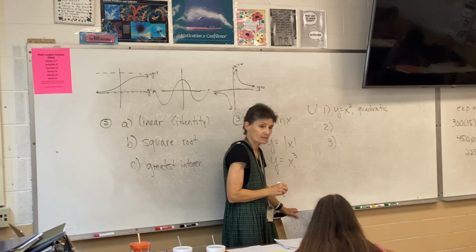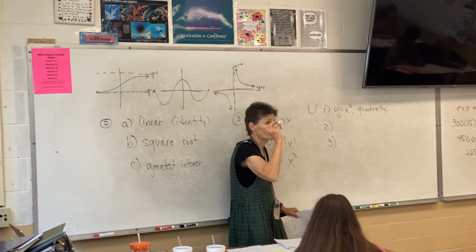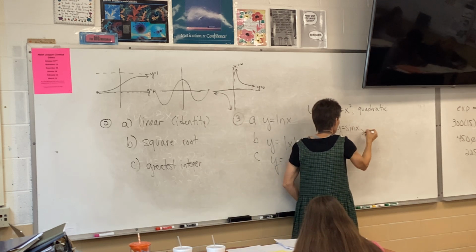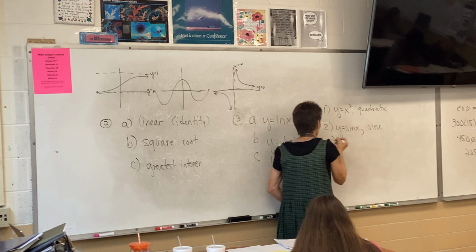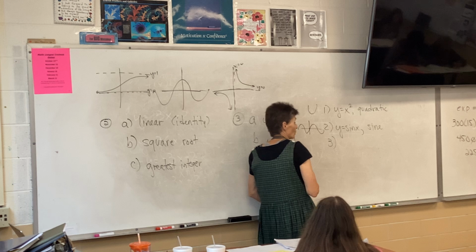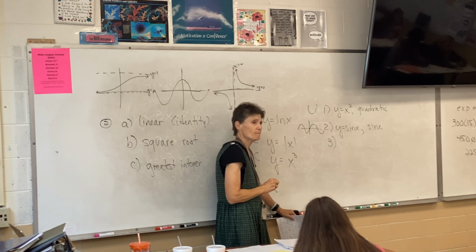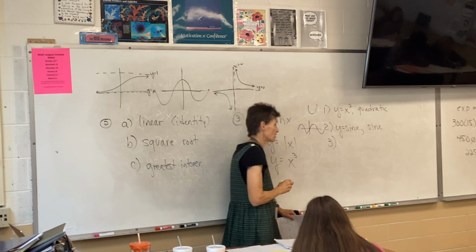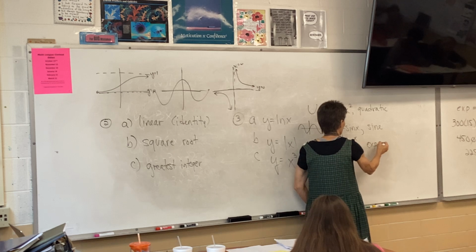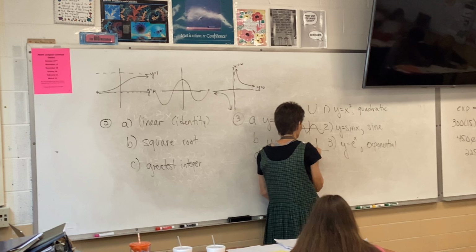What else is missing? Sine. Sine is missing. Would you agree with that? We have cosine up here, but no sine. So y equals sine x. Or you can write the name, sine. Or you can draw a picture, and this is the one that goes through the origin, right? And there's one more missing. Exponential. So y equals e to the x, or you can say exponential. Or you can draw a picture of it if you prefer.